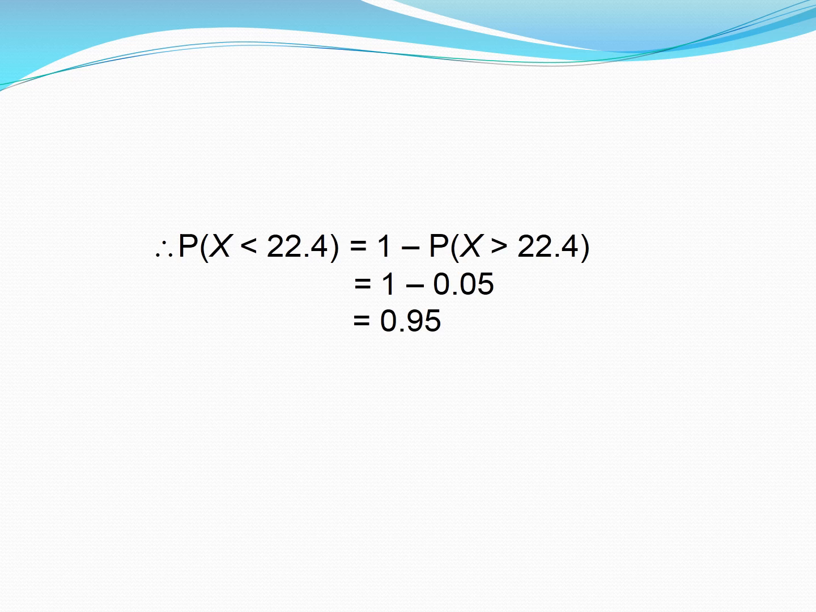But they ask for the probability that your random variable is less than 22.4, and again the area under your density curve is equal to 1. So 1 minus the probability that we looked up to the right-hand side of 22.4 will be 1 minus 0.05, so our probability will be 0.95.